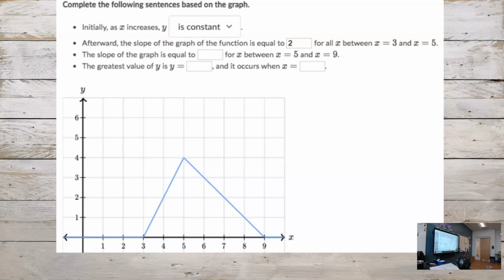Next for you guys, after linear equations and functions, we're gonna go ahead and stop this.